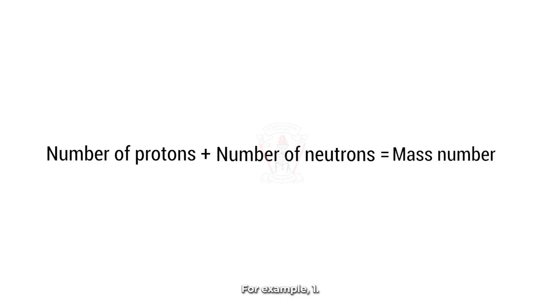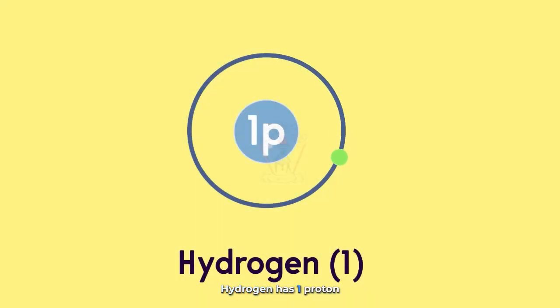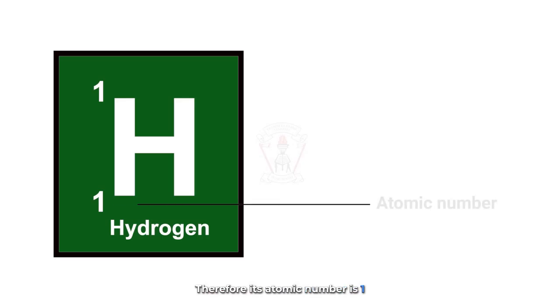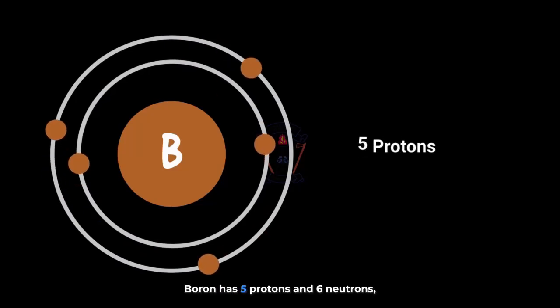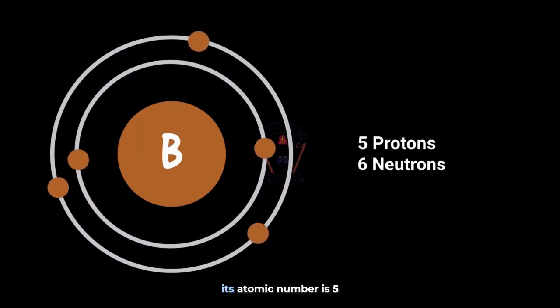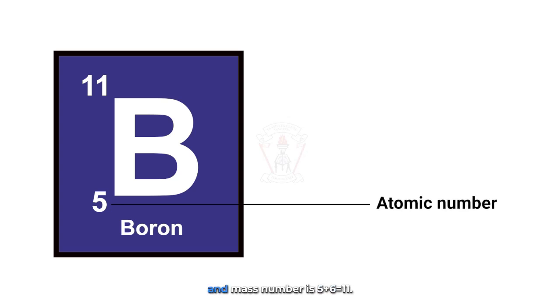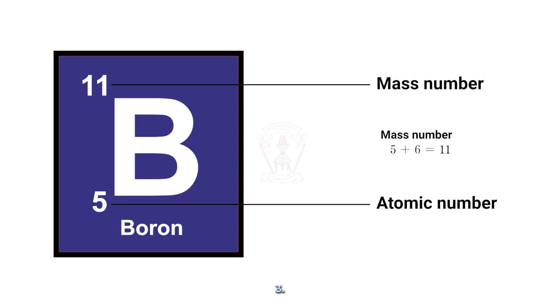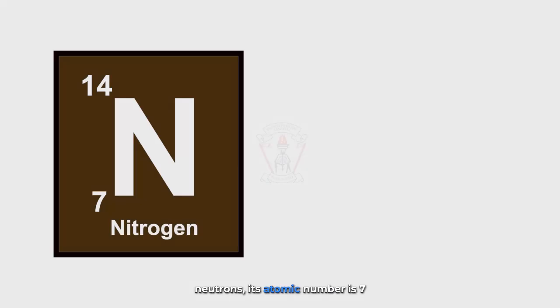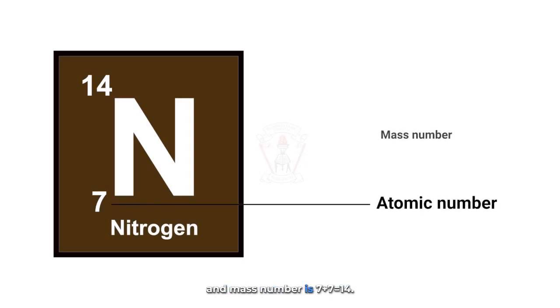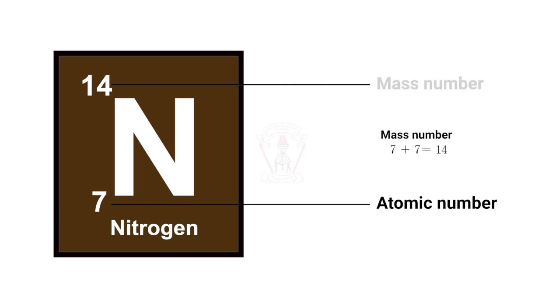For example, 1. Hydrogen has 1 proton and 0 neutrons. Therefore, its atomic number is 1, and mass number is 1 plus 0 equals 1. 2. Boron has 5 protons and 6 neutrons. Its atomic number is 5, and mass number is 5 plus 6 equals 11. 3. Nitrogen has 7 protons and 7 neutrons. Its atomic number is 7, and mass number is 7 plus 7 equals 14.